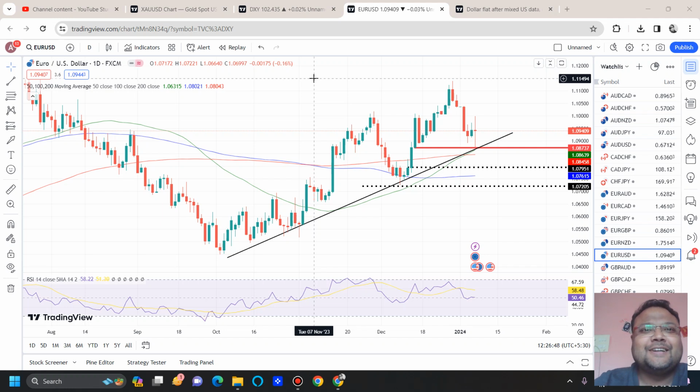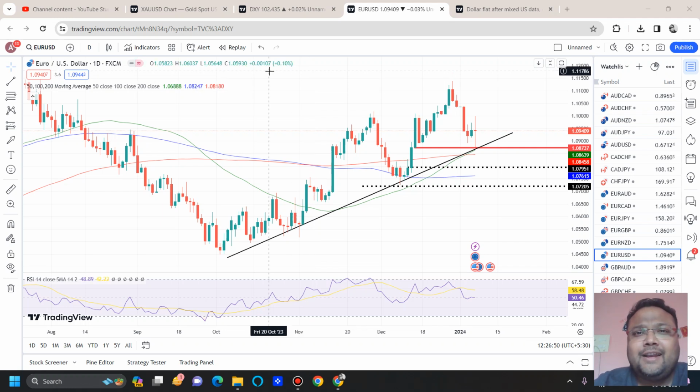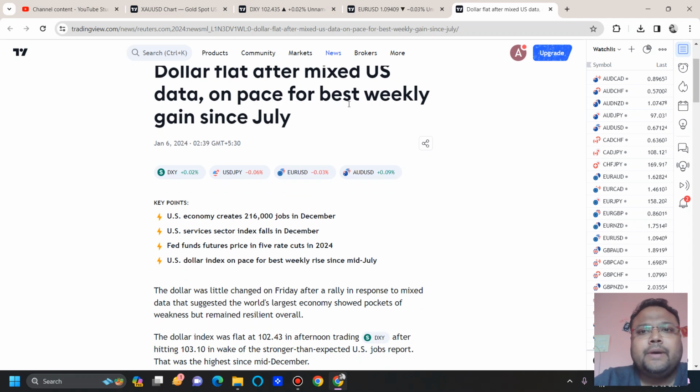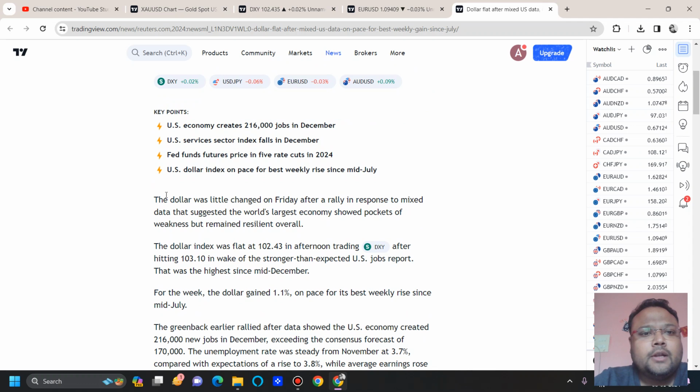So let's get started. My dear friends, finally we had the NFP we were waiting for, but sadly the market gave a mixed response, as a result of which we got an indecision in the market. You can see: dollar flat after mixed US data, on pace for best weekly gains in July. The dollar was little changed on Friday after a rally in response to mixed data that suggested the world's largest economy showed pockets of weakness but remained resilient overall.